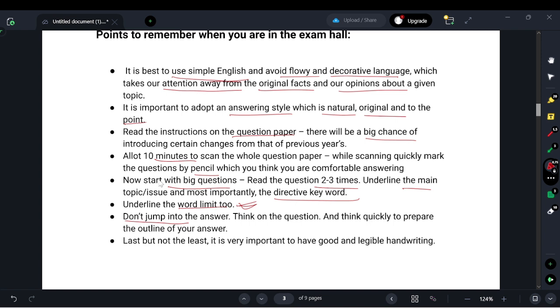Don't jump into the answer. First think about the answer, and the thinking should not take 5-10 minutes for each question. You have to adopt a thinking procedure which is very quick. If you already have a plan for your writing style, you will think very easily. All this will come with practice, so don't worry about anything. I will help you till the last time. Last but not least, you should have very good and legible handwriting. It should be understandable to everyone.